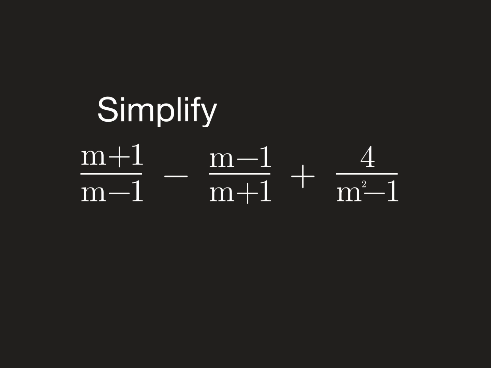Welcome back. In front of us, we have a problem and it asks us to simplify m plus 1 divided by m minus 1 minus m minus 1 divided by m plus 1 plus 4 divided by m squared minus 1. So to simplify this, we first have to understand some important concepts in mathematics. Before I go into this question, I would just want to bring up something to facilitate our understanding. Then after, I will solve the problem.